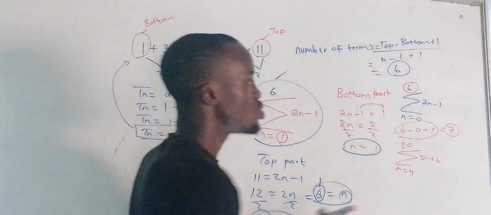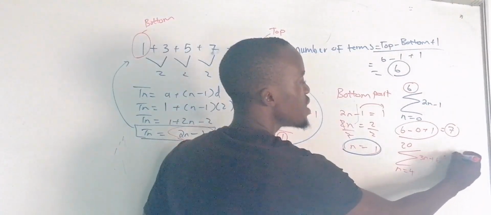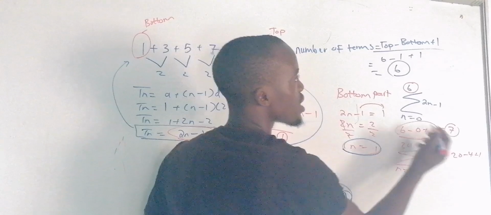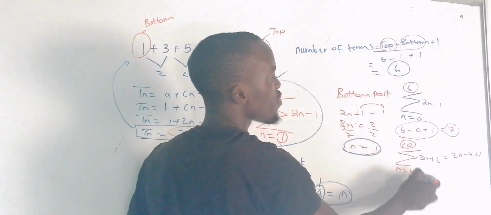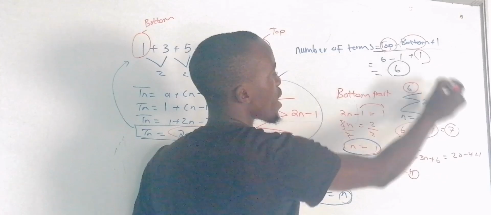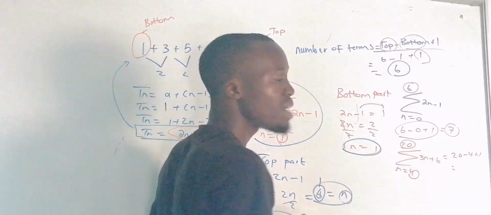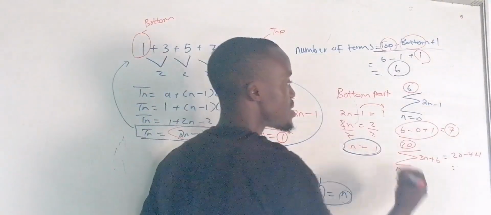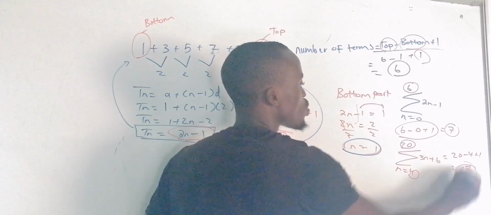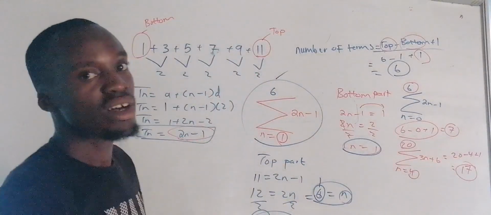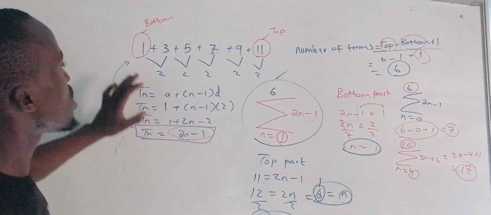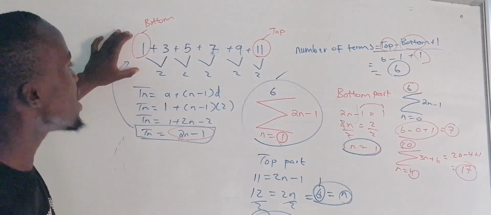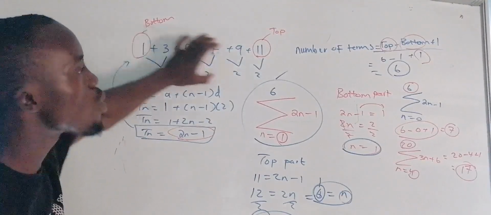This is what we are going to do. You will say 20 minus 4 plus 1. Remember, top is 20, minus bottom, which is 4, plus 1. Then the answer will be 20 minus 4, which is 16, 16 plus 1 is 17. So here we'll be asked to calculate the sum of 17 terms. But the most important thing, make sure that you start by finding the type of sequence.